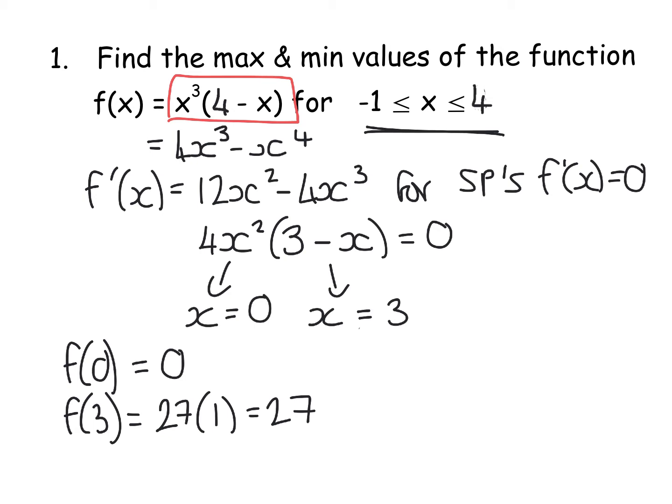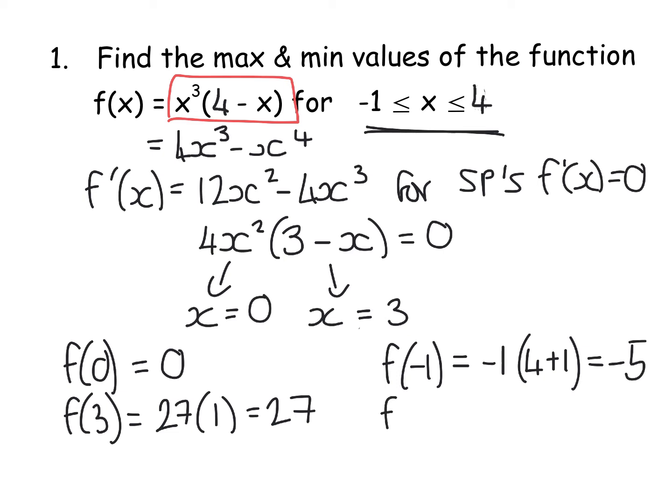Then I'm going to plug in my endpoints. I've already done my stationary points, what am I saying? I'm going to plug in my endpoints. So I'm going to put in negative 1. If you do negative 1 cubed, then that's negative 1 in front of the bracket, and inside the bracket, it would be 4 minus minus 1. So that would become 4 plus 1. Now that's just minus 5.